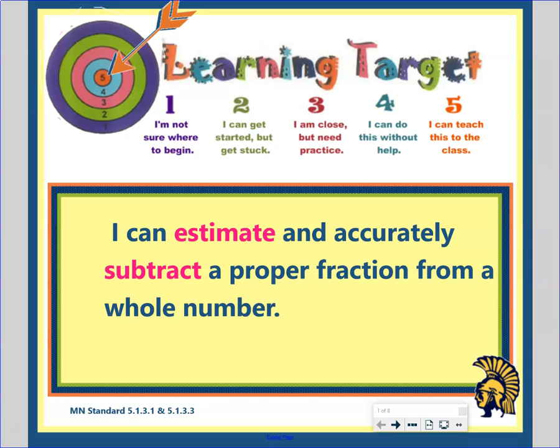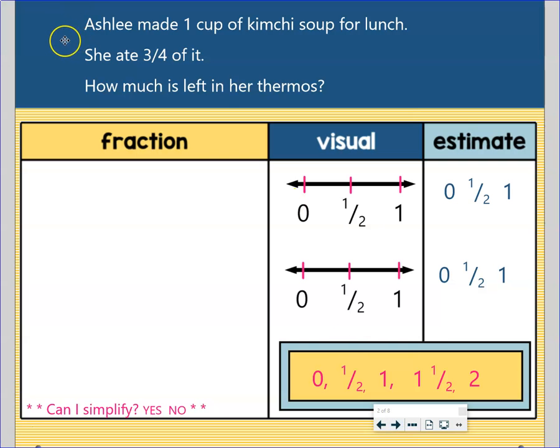Yesterday you worked on adding and subtracting fractions where you had to change the denominator for both fractions. Today our learning target is: I can estimate and accurately subtract a proper fraction from a whole number. So we're going to be looking at whole number answers and figuring out how to solve those subtraction problems. Our first problem says Ashley made 1 cup of kimchi soup for lunch. She ate 3/4 of it. How much is left in her thermos?